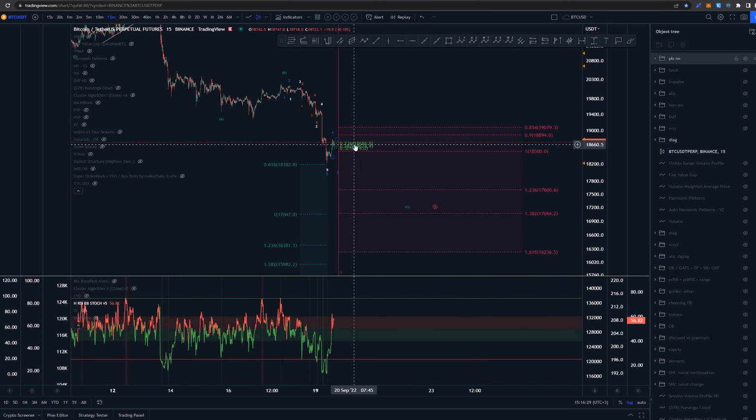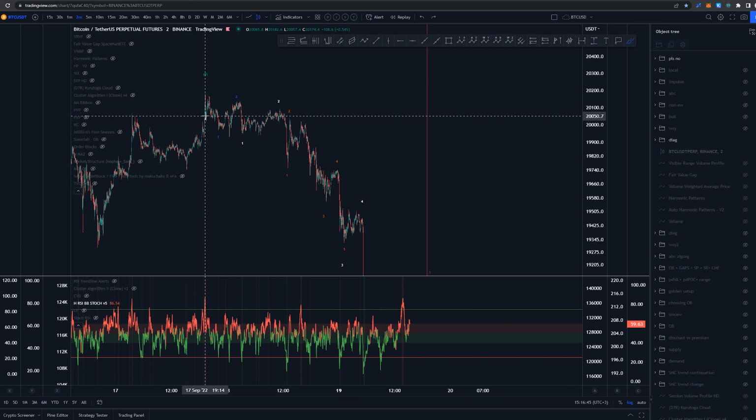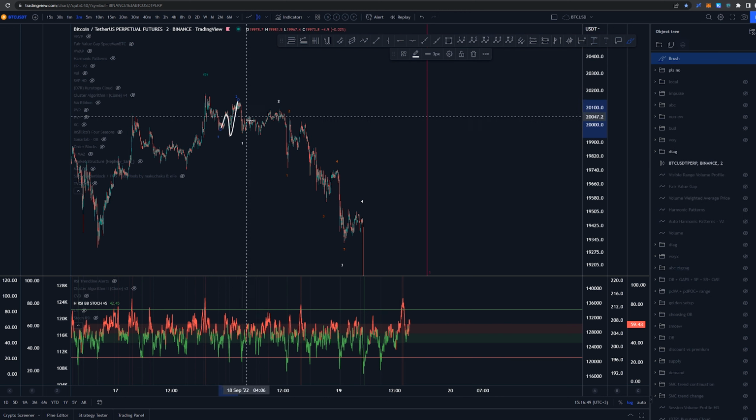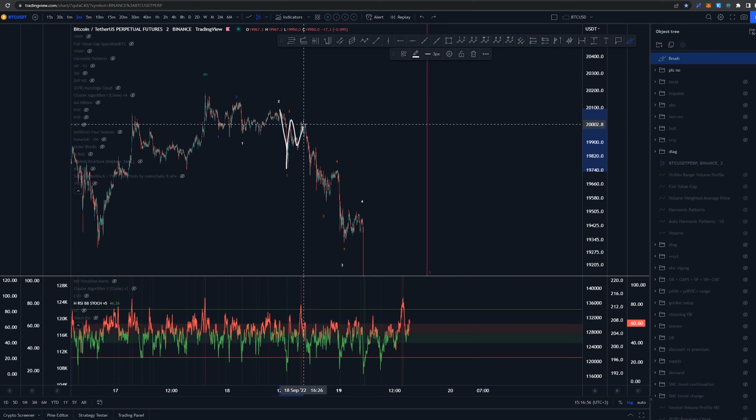Let's zoom in a bit closer and take a look at the structure that we've had today and try to figure out what we can have here. Let's go to the 2-minute time frame, and this is how I've labeled it, as a wave 1. Some kind of diagonal here, very ugly, yes I know. Expanded flat into 2, a 1, some kind of flat again into 2, 1, 2 again.